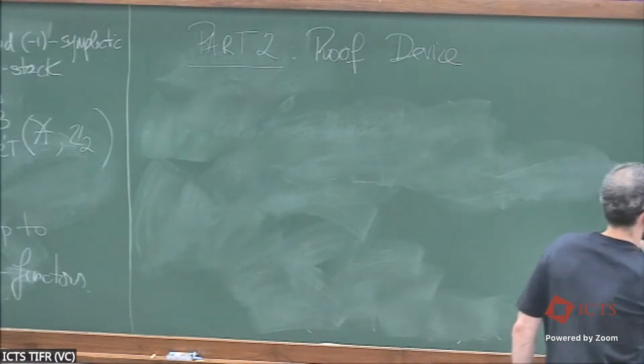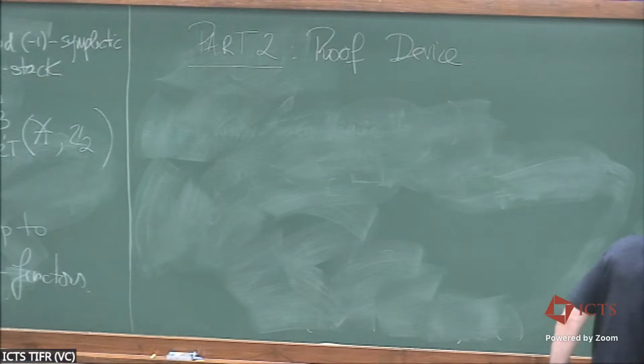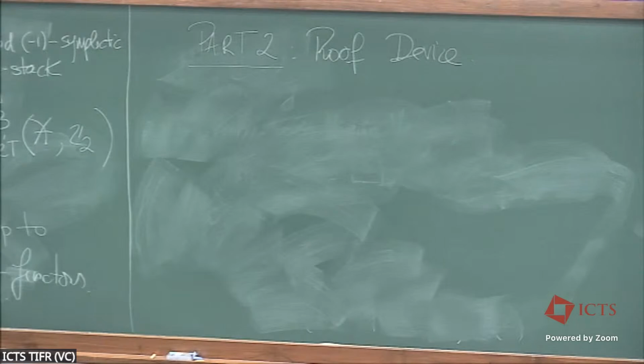So let me start by erasing this. Any questions so far? Yeah. Gamma is a bit more mysterious. So how did you get it? Oh, maybe I can explain the proof device. It was through the proof. Essentially, I will explain the proof device, and then you will see where the class comes from.